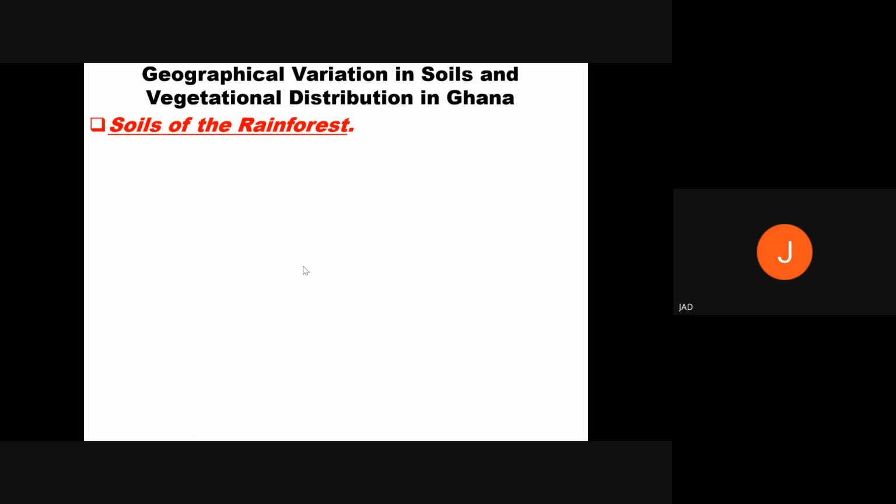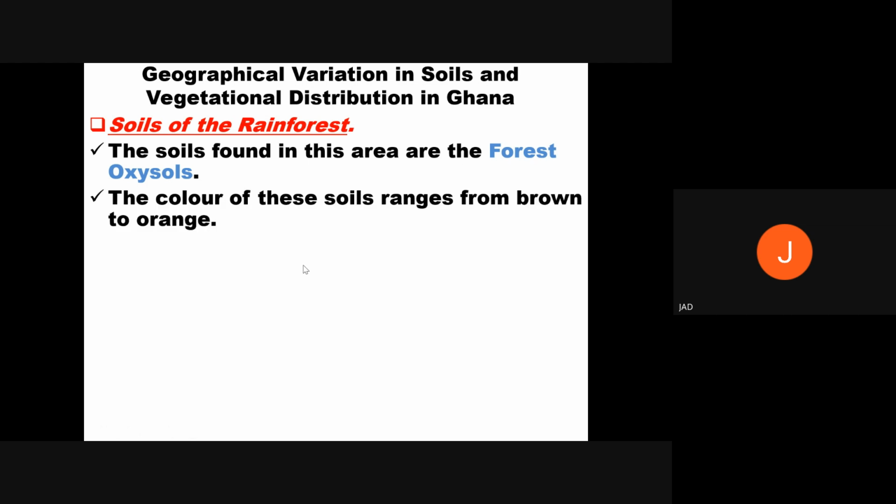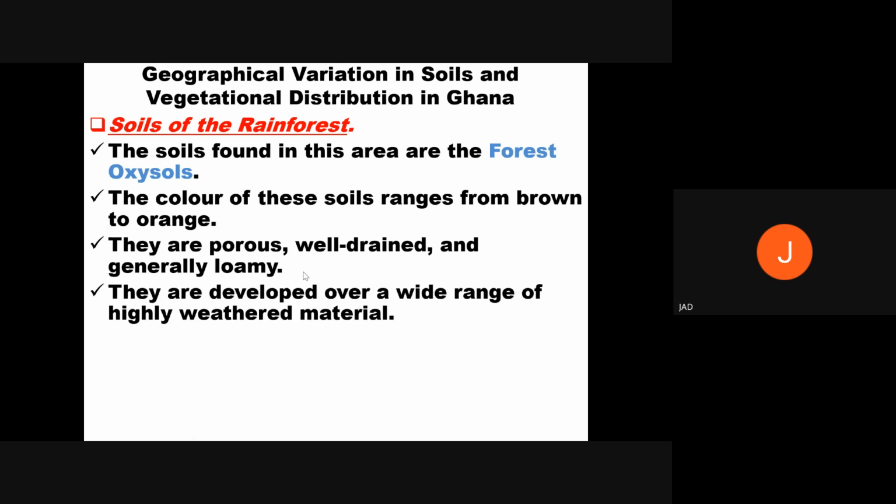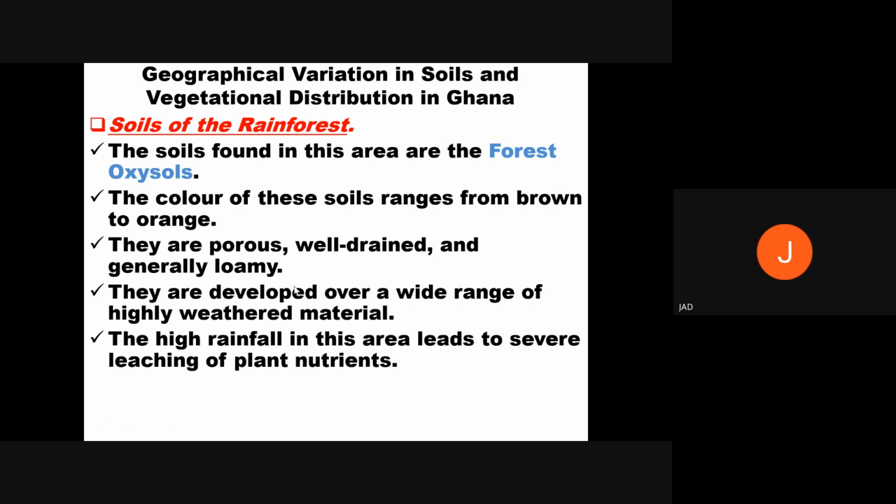So we have soils of the rainforest. The soils found in this area are forest oxisols. We talk about them. The color of this soil ranges from brown to orange. They are porous, red, and generally loamy. They are developed from a wide range of highly weathered material.